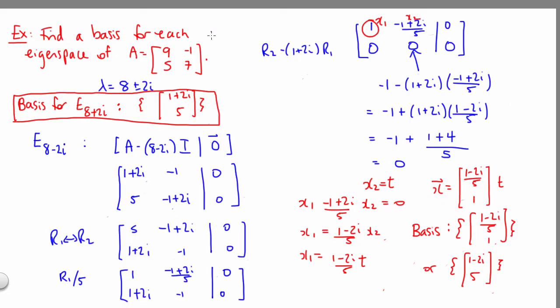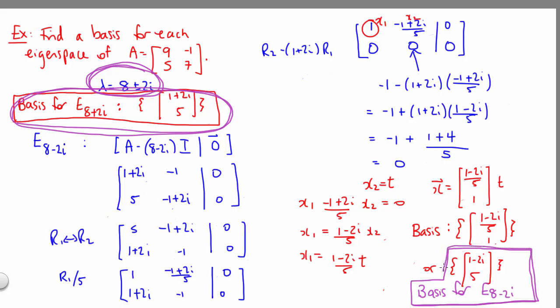So let's summarize the problem here. We were asked to find a basis for each eigenspace of A. We first figured out our eigenvalues. There were 2 of them. We then investigated the eigenspace for the first eigenvalue there. We found a basis for that. And we have just now found a basis for our second eigenspace. So let's label this clearly. And there we have our final answer.